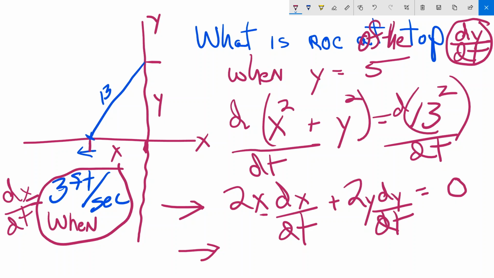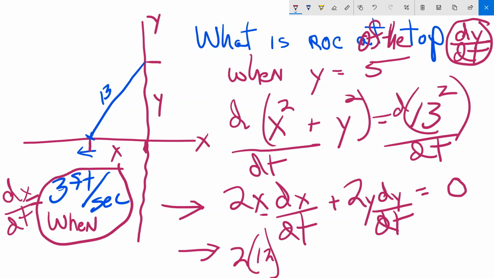2y dy over dt is equal to 2x dx over dt. To equal to minus 2x. Minus. But rather than do that, let's just leave it. In other words, you don't need to solve that equation. So all you need to do is start substituting. Okay. Do we know what x is when y is 5? 12. Okay, so we got 2 times 12.